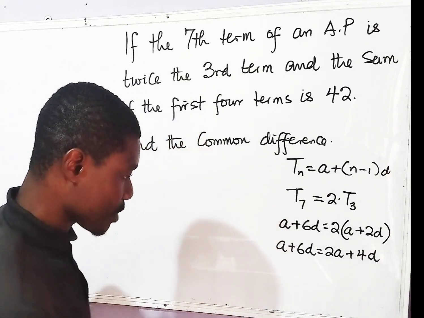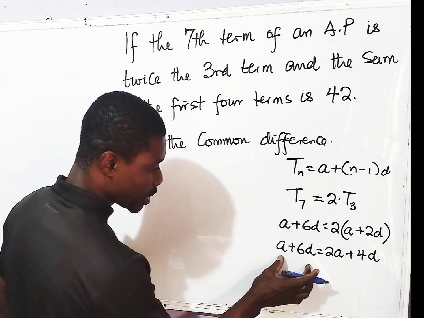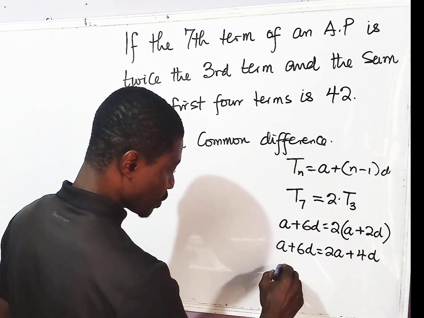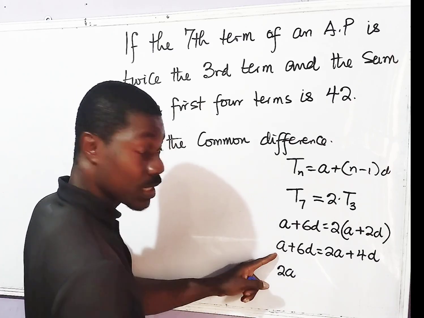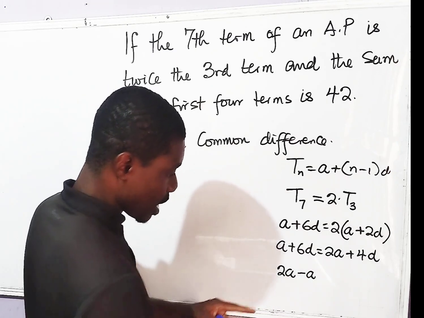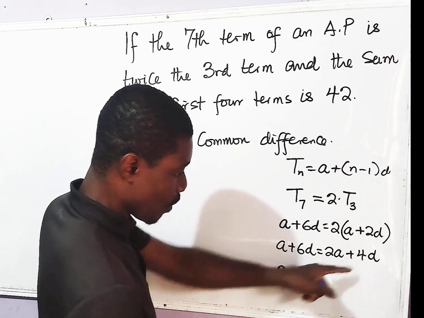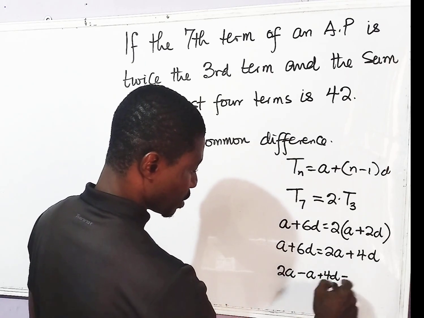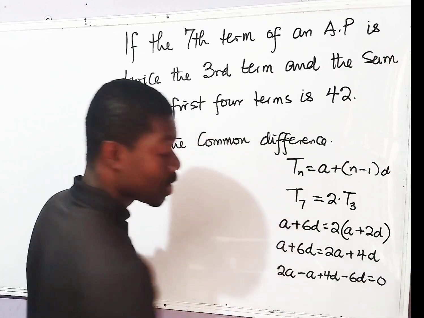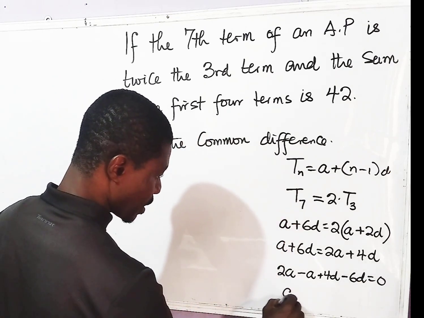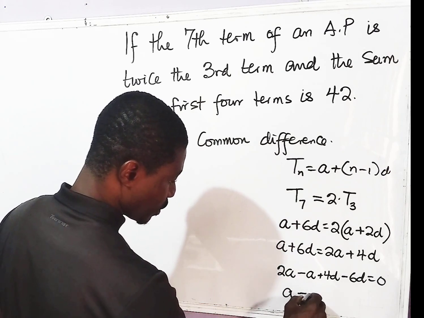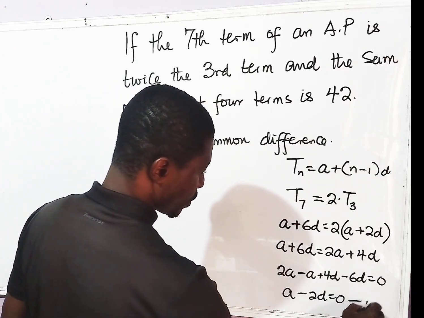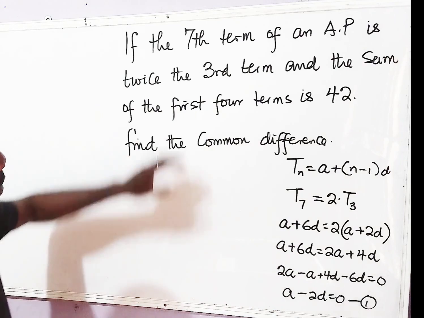Let's collect like terms. I want to bring this over to the left and the rest to the right hand side. So which gives us 2a, now take away a here, then 4 plus 4, now take away 6d, then all equals 0. So here we have a negative, take away 2d equals 0. So let's make this equation 1. Now this is for the first sentence.